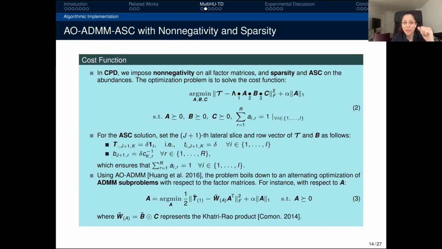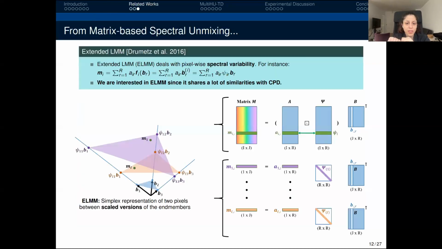Yes, Beheshte, please. Sorry to interrupt you, Mohamad. In your previous slide, I didn't see what F was, in the first summation.